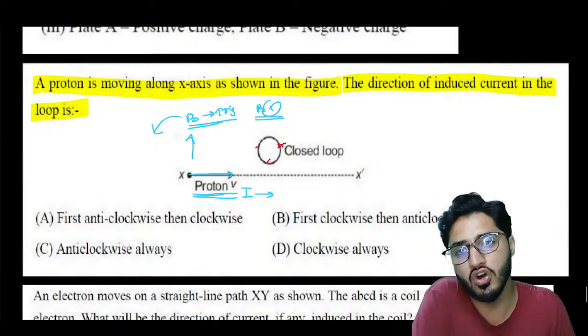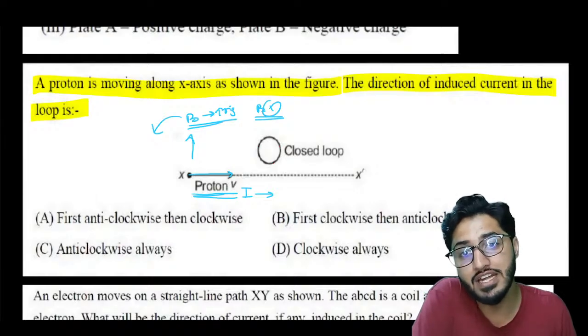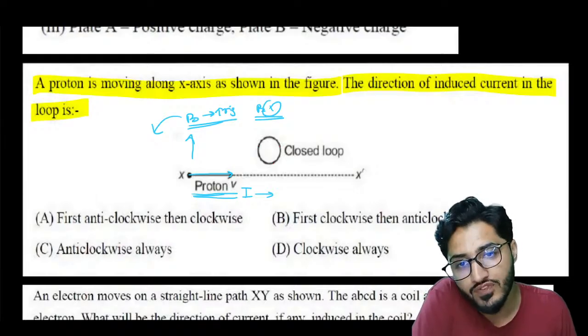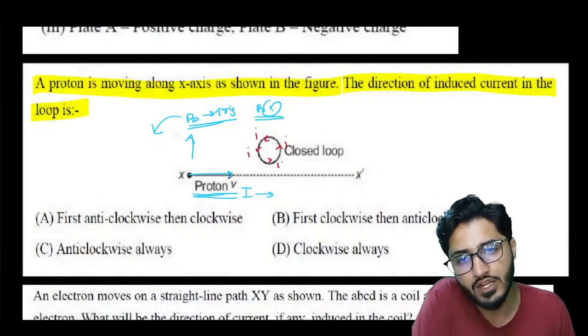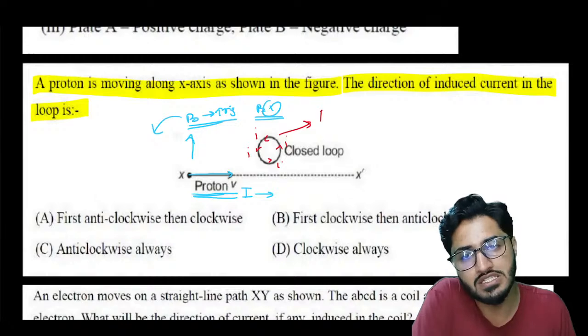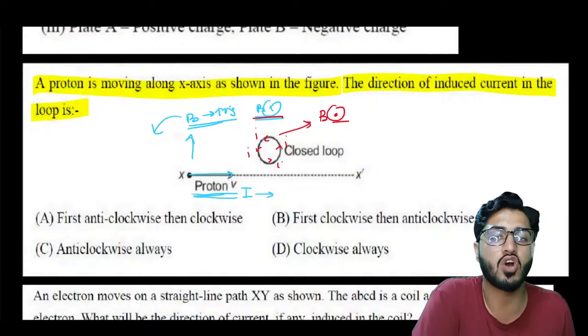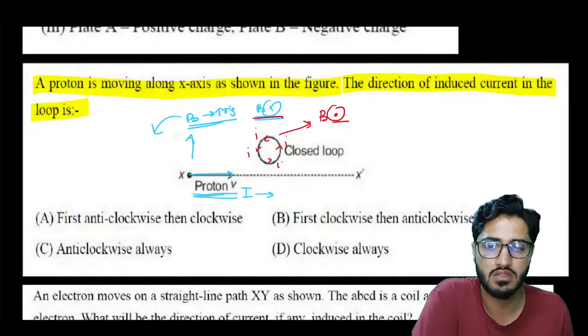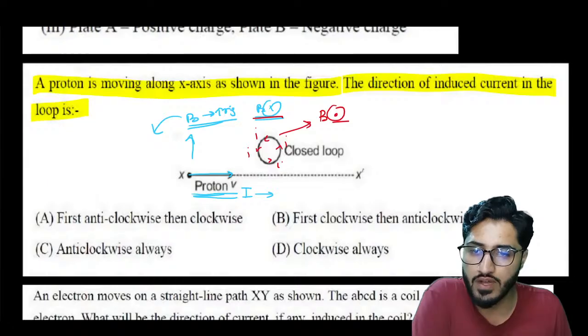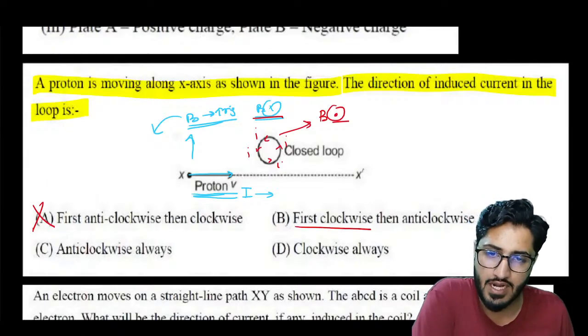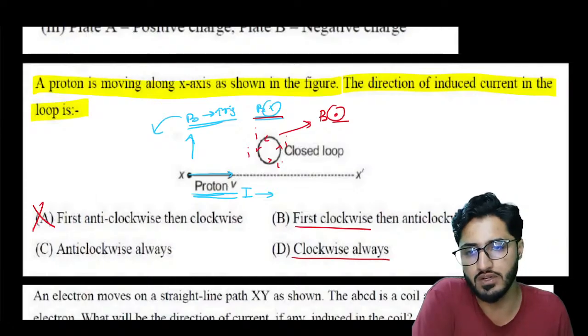Okay? No. My answer is anti-clockwise. You know why? Sir, if we are having anti-clockwise, that anti-clockwise will give my magnetic field outward. Inverse outward, that means a reduction of the charge. Look, first anti-clockwise, no? First clockwise. This is correct. Clockwise only.